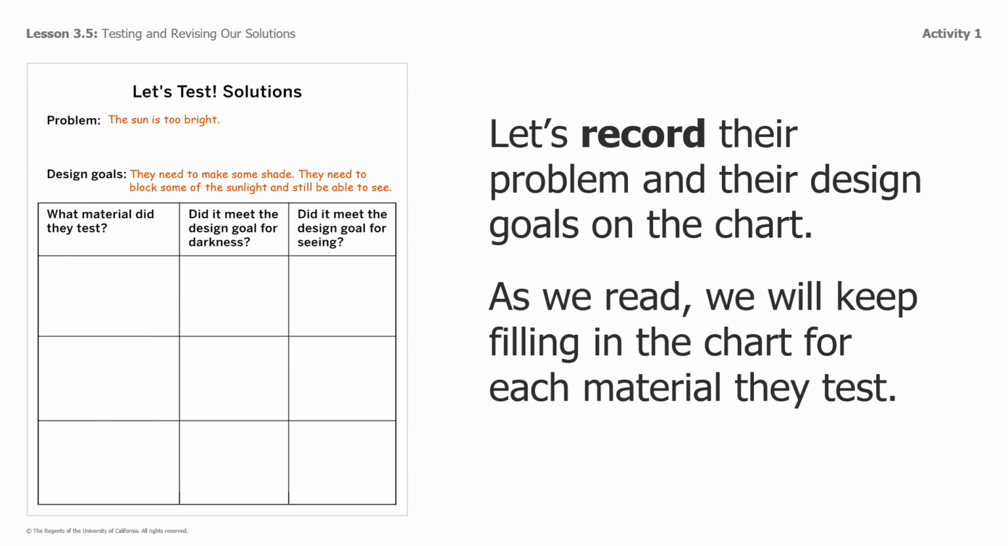Let's record their problem and their design goals on the chart. As we read, we will keep filling in the chart for each material they test. The problem is that the sun is too bright. Let's see what goals we have. The children need to make some shade. They need to block some of the sunlight and still be able to see.